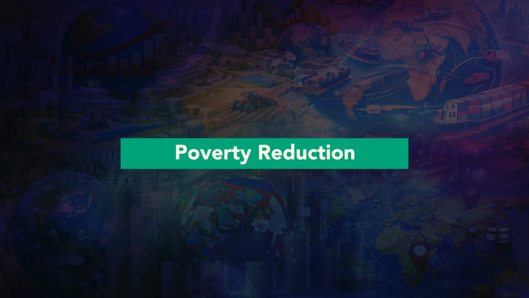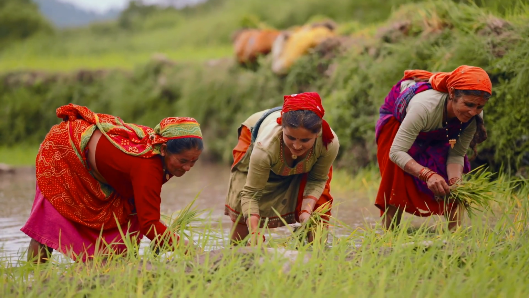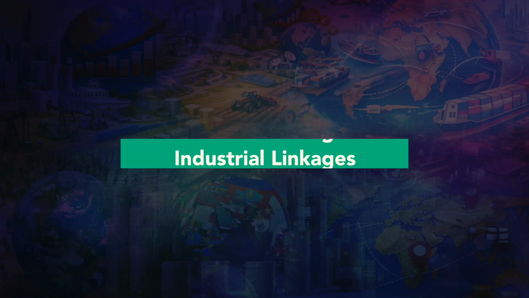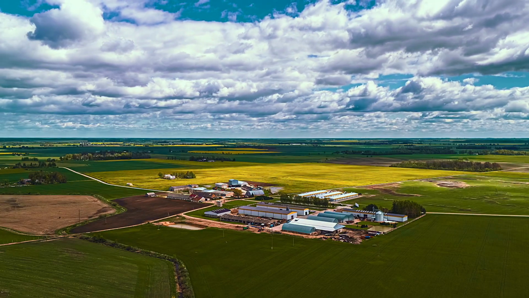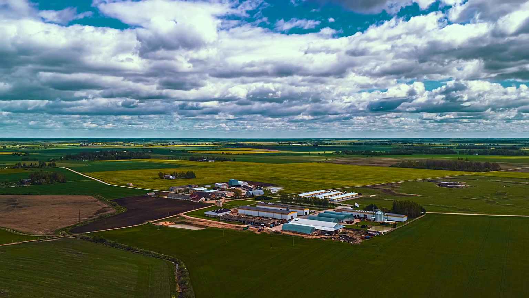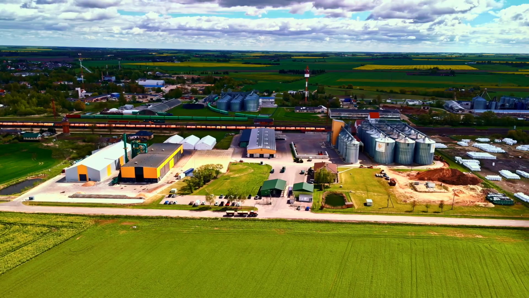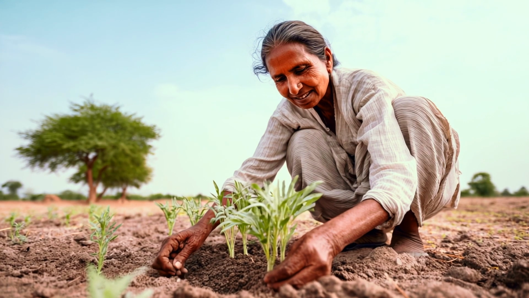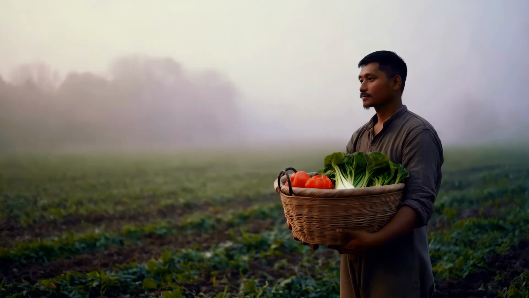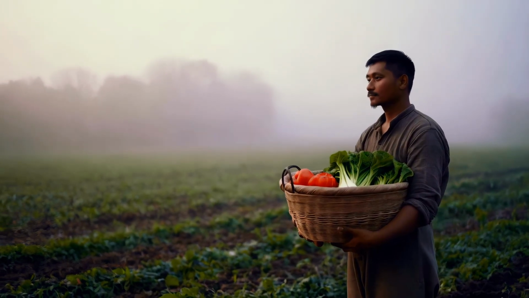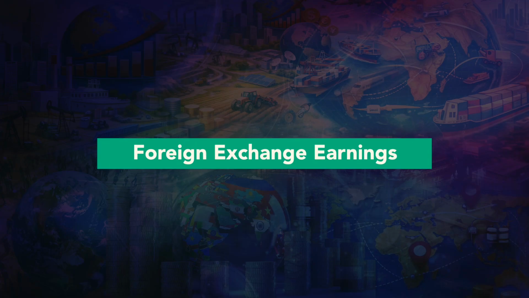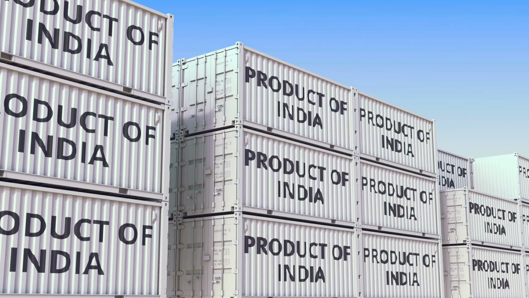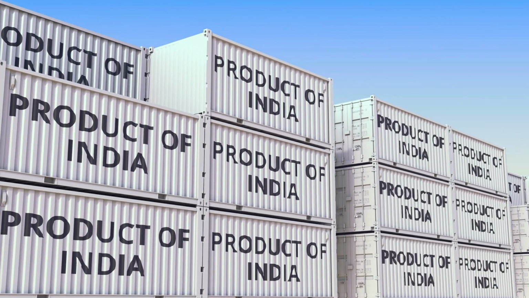Poverty reduction. High agricultural growth directly increases rural income and helps in reducing poverty. Industrial linkages. Agricultural activity also supports the development of agro-based industry, creating demand for inputs from industries. Balanced regional development. As agricultural growth increases, it also supports the development of backward and rural regions in India. Foreign exchange earnings. With increased agricultural productivity and a large export surplus, agriculture contributes to the balance of payments.